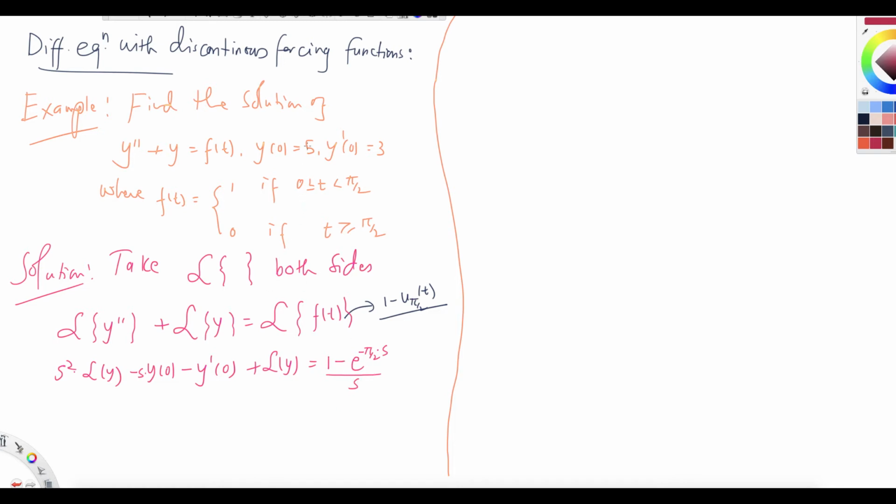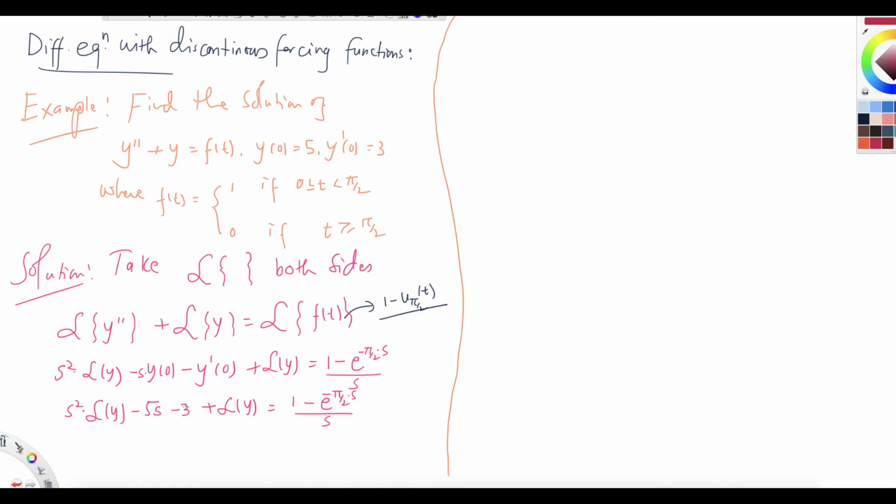Now let us use the initial conditions. We got s squared times the Laplace transform of y minus s times y(0), which is 5, so 5s, minus y prime of 0, which is 3. And then plus the Laplace transform of y equals (1 minus e to the negative pi half s) over s. That's what you get, right?